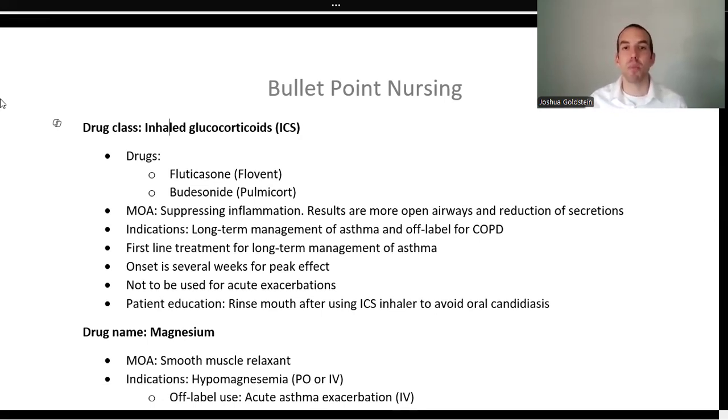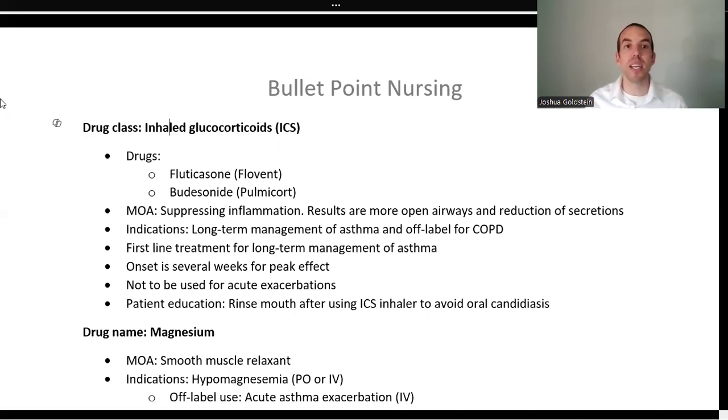Throughout this video, I'm really not going to break anything up between asthma and COPD. For pharmacology purposes, we're going to consider them the same. They have a lot of the same pathophysiology, and for pharmacology, they have a lot of the same treatment. Next, this is the first-line drug. I already mentioned that. The onset of this drug takes several weeks.